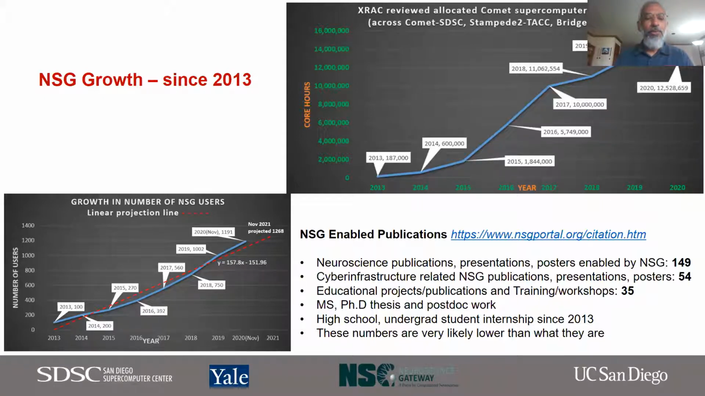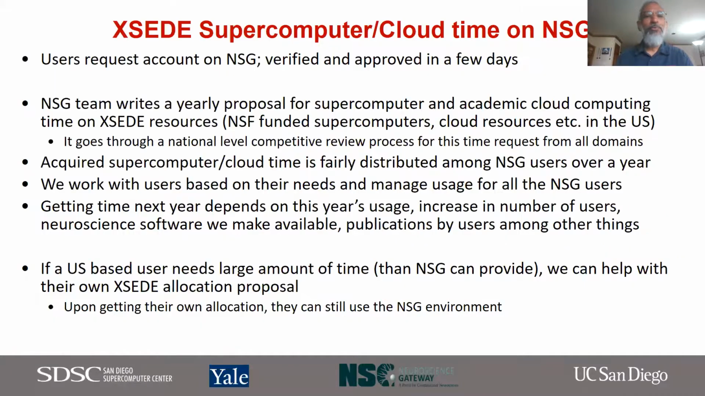And then if you look at the plot on the bottom left, you will see the number of users of NSG has also grown during that time, starting with about 100 users initially in 2013. Now we have about 1,200 users. So that's a good balance of requiring more computing time, having more users, and the number of publications and posters and presentations and MS thesis work using NSG has also grown. I think those numbers are not very accurate. My guess is the numbers are more than what's reported here, because we request you, when you use NSG, to please let us know your publications, as that is very important.